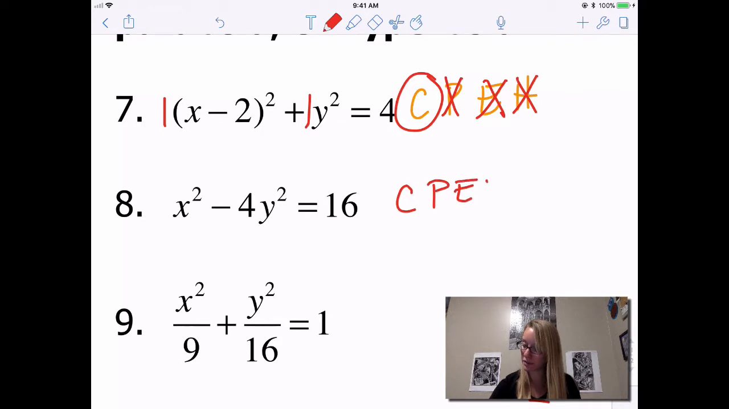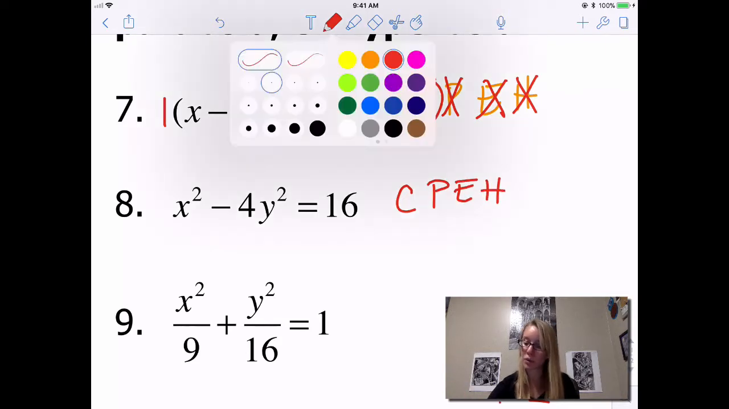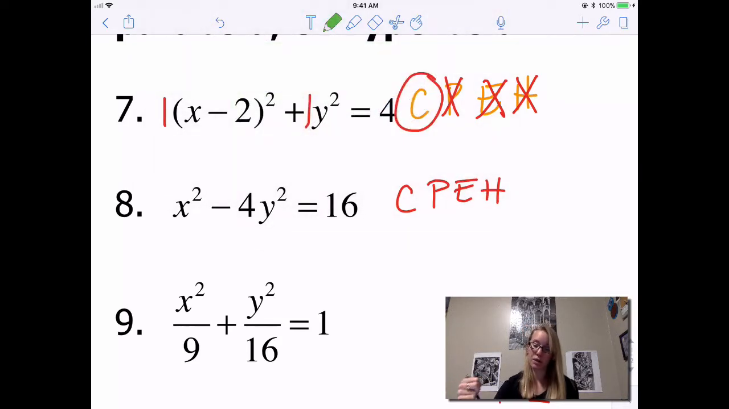Circle, parabola, ellipse, hyperbola. You might notice right away what this is going to be, but I'm still going to go through the process. It's not a parabola because both things are squared. It does actually have a minus. Since it has a minus, it can't be a circle, it can't be an ellipse, got to be a hyperbola. So if you saw that minus right away and you're like, oh, hyperbola, that's exactly what you want to do.